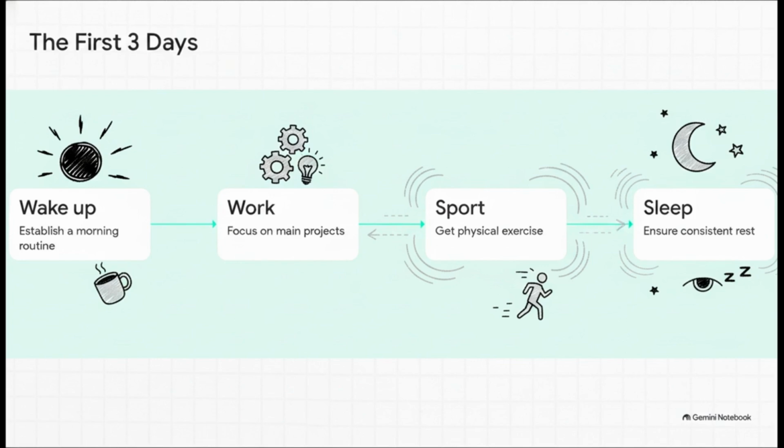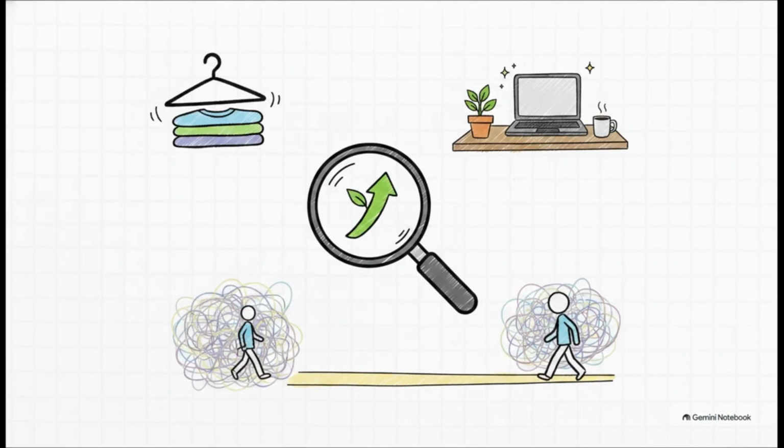For the first 72 hours, you just focus on hitting 4 essential scaffolding blocks. Wake up, work, sport, and sleep. That's it. Strip away all the complexity and just focus on building the foundation. From there, it really just becomes an exercise in behavioral psychology. You want to remove friction. Prepare your clothes the night before, keep your workspace clean, and absolutely avoid multitasking.